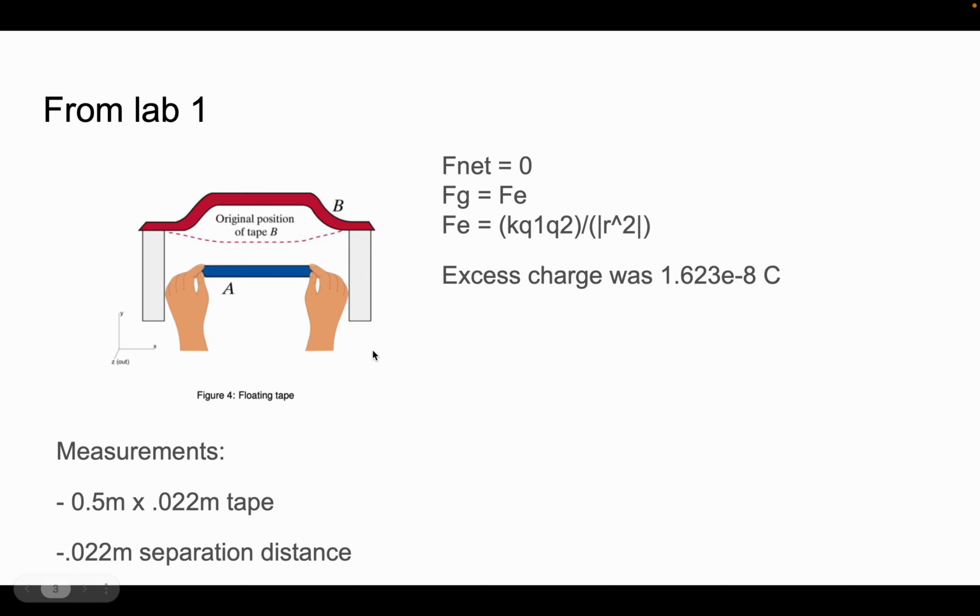So just a quick reminder from lab 1, tapes were given a charge and they have the same charge. So one piece was held below the other and this caused them to separate. And so using the measurements and separation distance, we were able to calculate the gravitational force on that top piece of tape, and since it's not in motion, use that to calculate the electric force. From there, calculate the charge on the tape based on the area of the tape. And so we found that the excess charge was 1.6 times 10 to the negative 8 coulombs.